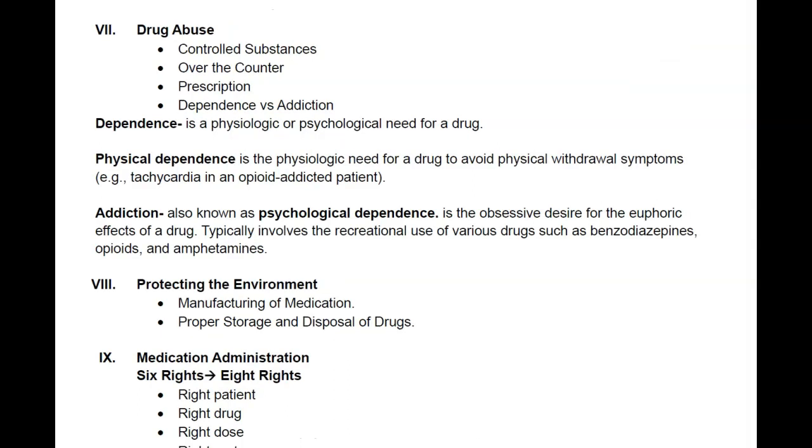All right, so drug abuse. As we mentioned earlier, drugs can be abused, right? It doesn't always have to be the controlled substances. Now, the controlled substances are medications that are more likely to be abused compared to the other medications, but it does not mean that people don't abuse over-the-counter drugs. As mentioned to you guys earlier, some people can abuse over-the-counter medications.